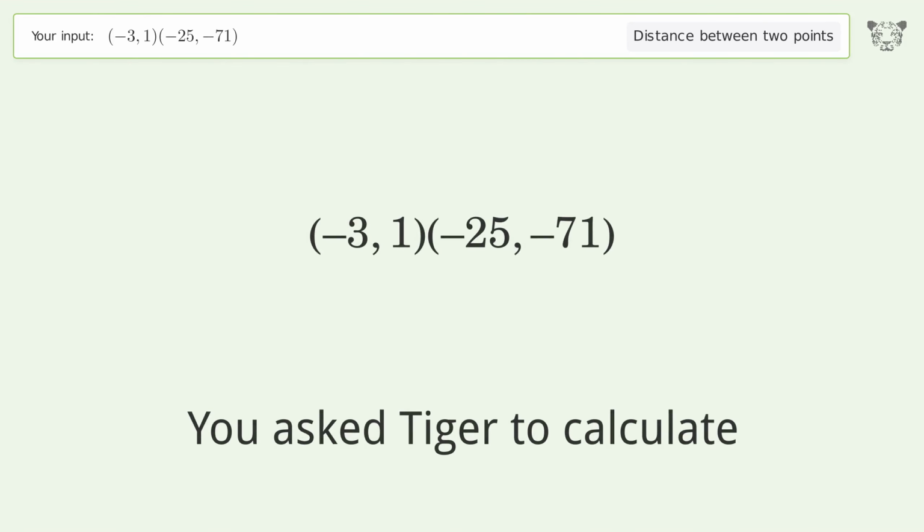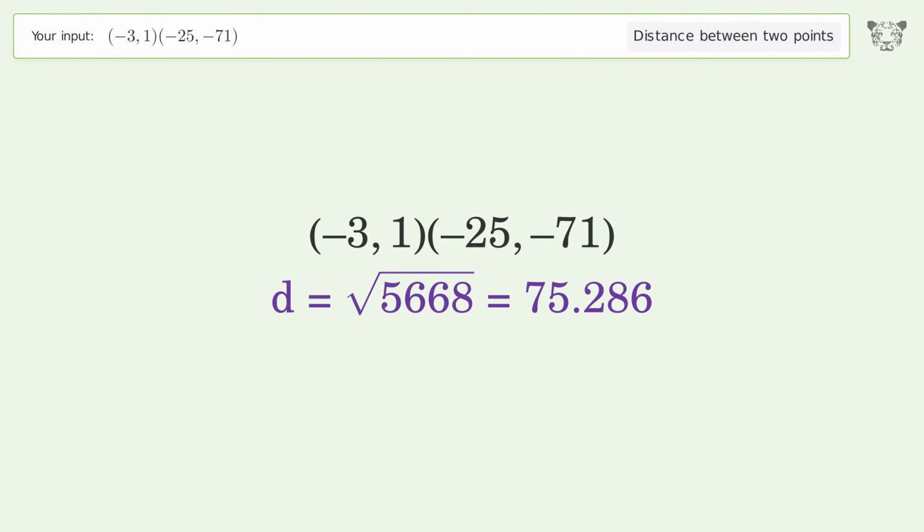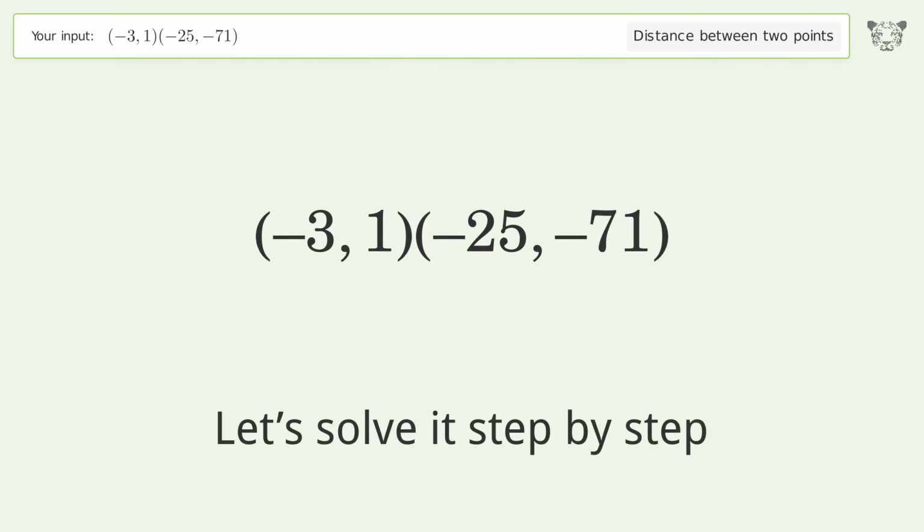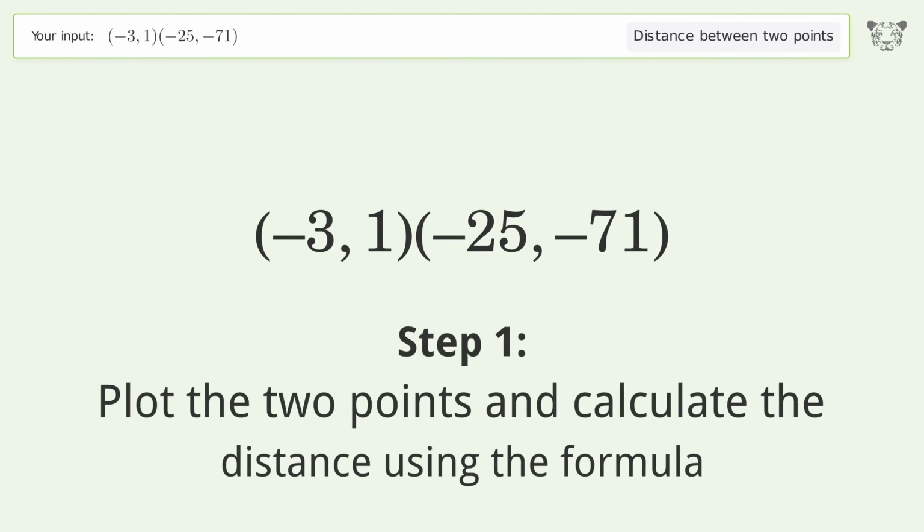You ask Tiger to calculate. This deals with the distance between 2 points. The distance between the 2 points is the square root of 5668, or 75.286. Let's solve it step by step. Plot the 2 points and calculate the distance using the formula.